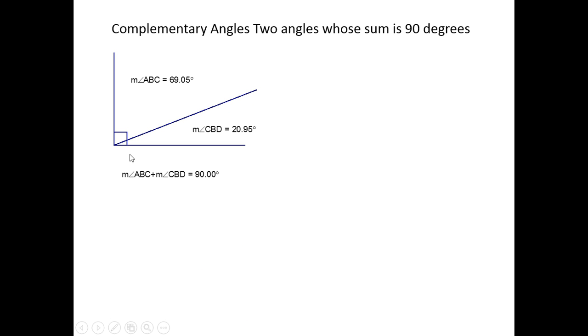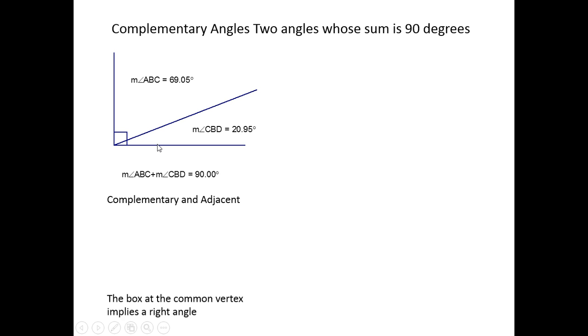Complementary angles are two angles whose sum is 90. A 90-degree angle is always indicated by a box. So even if it doesn't tell you that the angle is 90, if there's a box at the vertex, that will assure you that you're talking about 90 degrees at that box. Two angles that add up to 90 are what we call complementary.